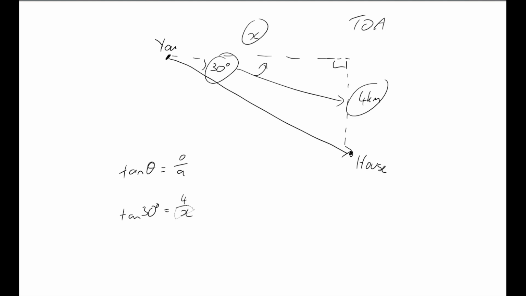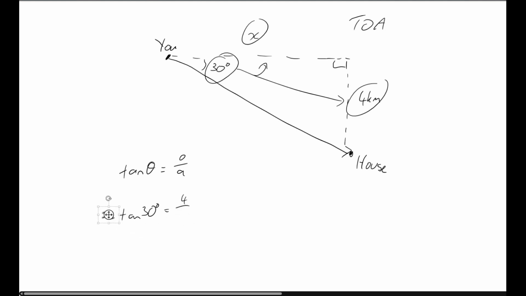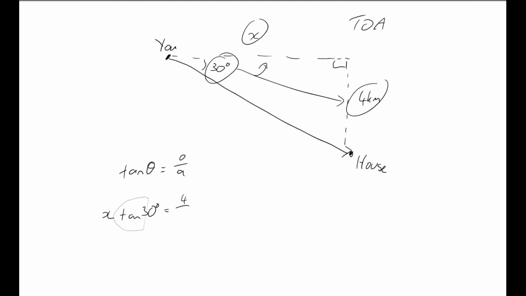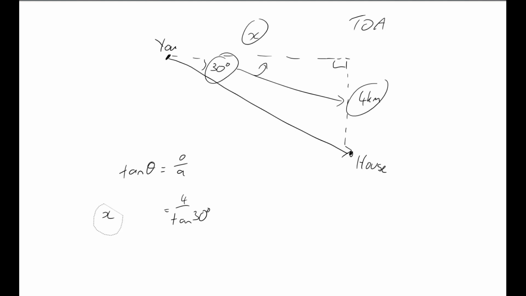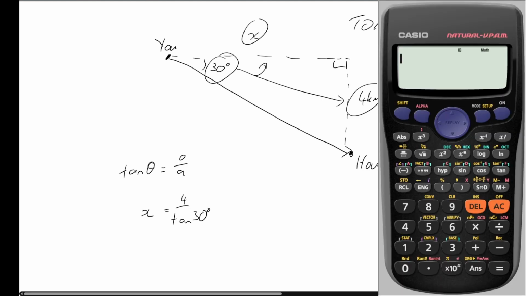Let's take this x, multiply it to the other side, divide the tan to the other side. If you do not recognize how to do this, watch the video on solving intermediate equations. And then we can just type this directly into a calculator. So we're going to do a fraction, 4 over tan 30.